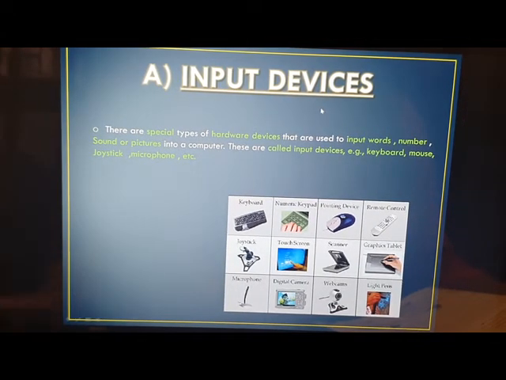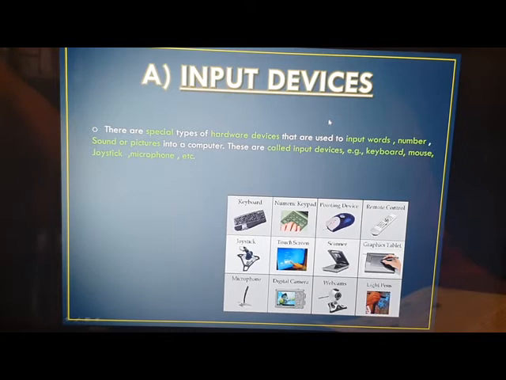In my previous videos, I have told you about all the input devices like trackball, scanner, web camera. I have told you earlier. You can refer to those videos for detail. Okay. Now move to the next slide.